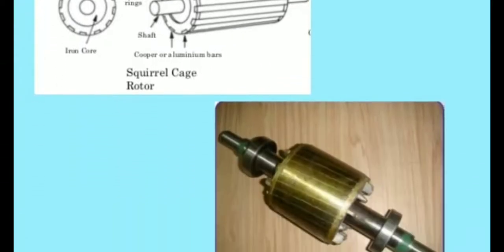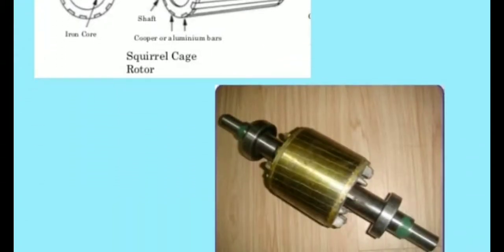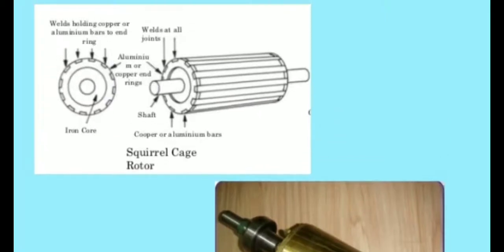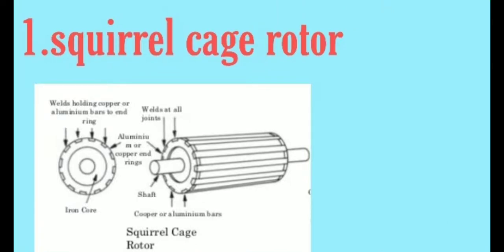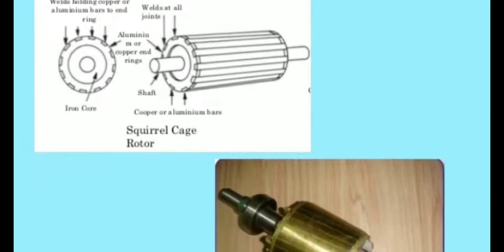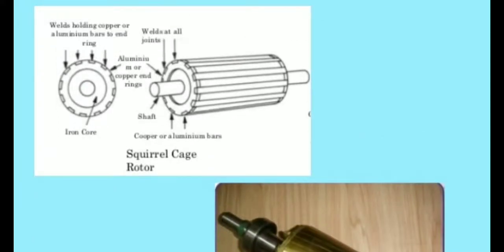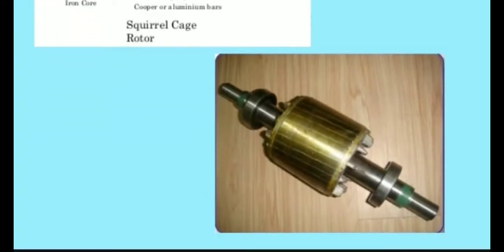Now here, in these slots, the copper bars are placed inclined to the shaft. So in a squirrel cage rotor, the slots are straight and the copper bars are straight to the shaft. Here, the copper bars are inclined to the shaft.